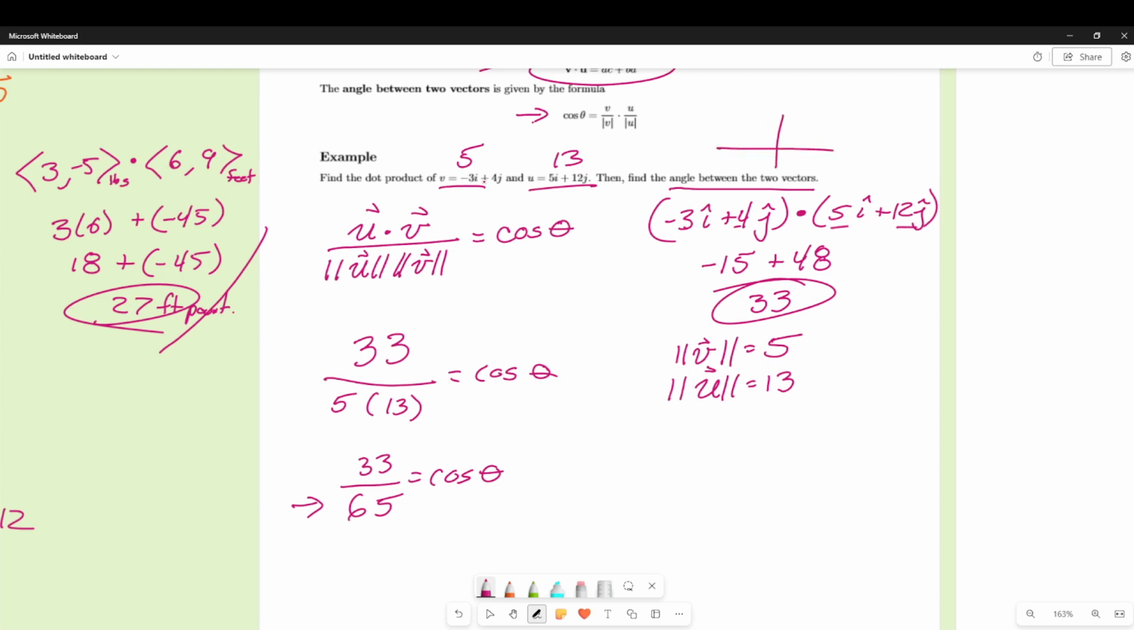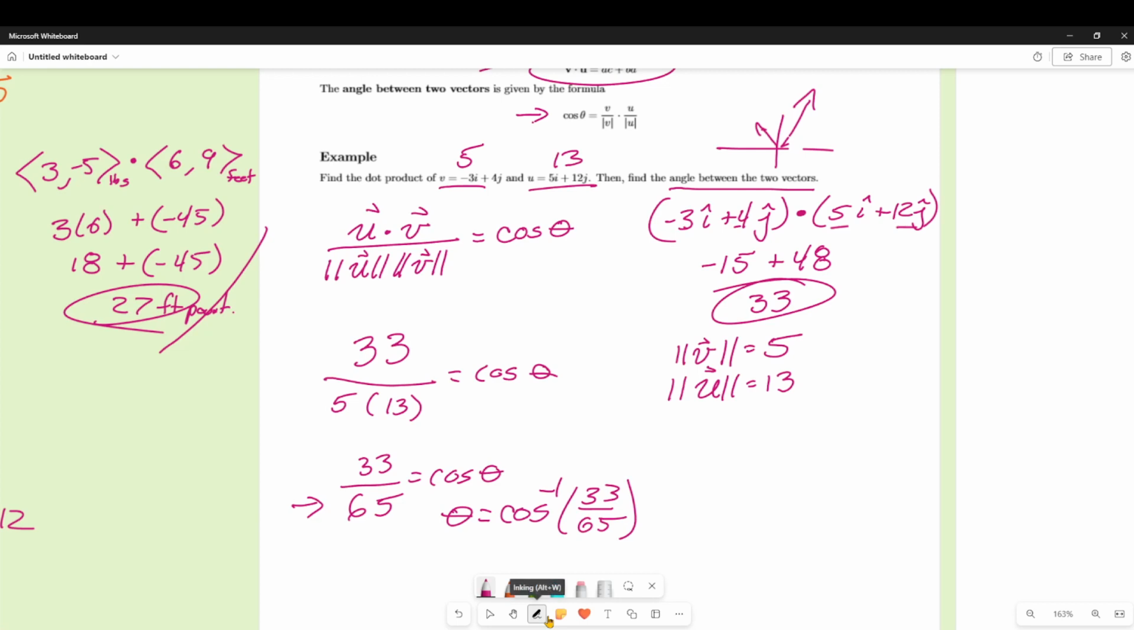This one's headed that way and up. This one's going that way and up a lot more than that. So these vectors, if they were working in perfect concert, would produce 65 units of whatever. But they're not working in perfect concert. They're only producing 33 because of that angle between them. And we can use cosine to find what that angle is. So that angle theta will be the cosine inverse of 33/65.